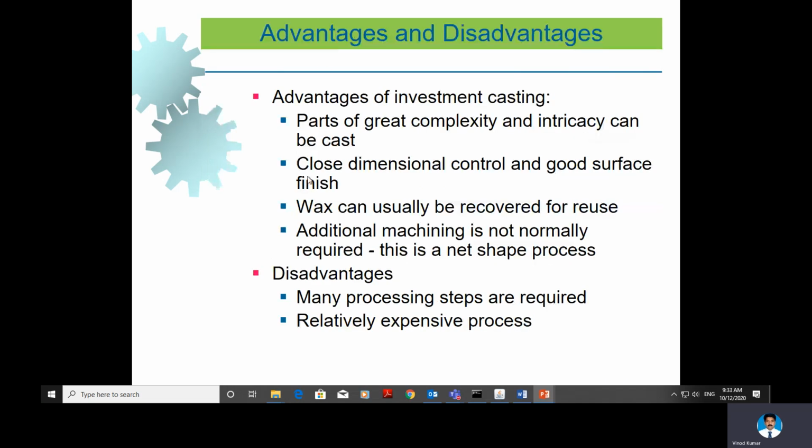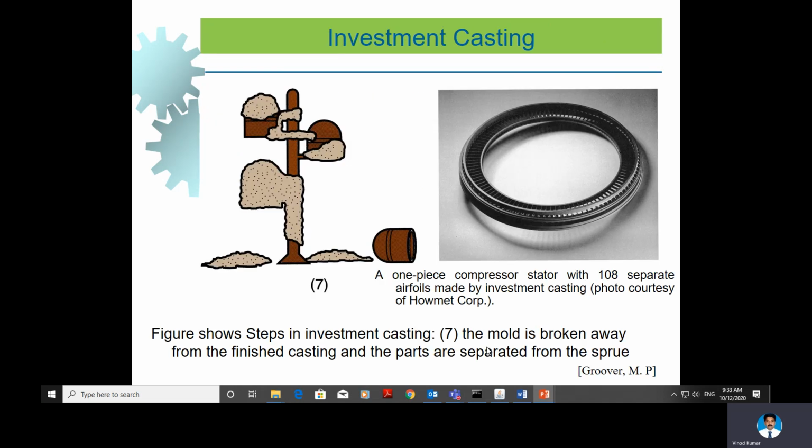A very close dimensional accuracy can be produced. Wax can be melted and used again. Additional machining is not normally required. Disadvantages: many process steps are involved. As I explained, there are around 7 processes involved in this, so it takes time. It is a relatively expensive process compared with other processes.